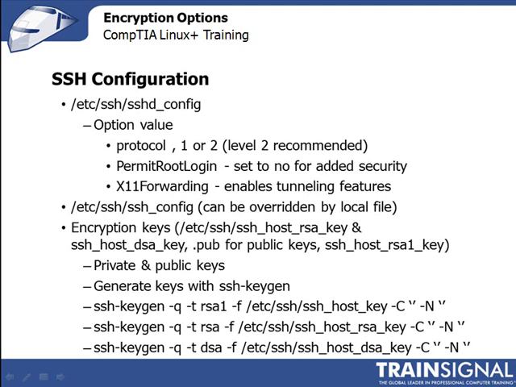The first is ssh-keygen -q -t rsa1 -f /etc/ssh/ssh_host_key -C, and then you have a -N enclosed in 2 single quotes. You'd also have to enter the same command for the RSA and DSA keys.